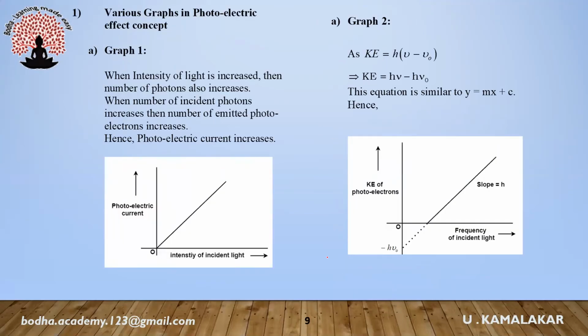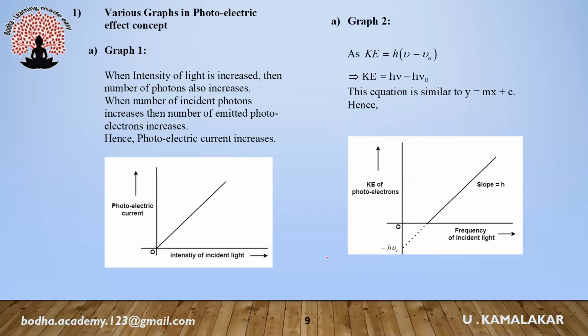Next, we'll discuss various graphs in photoelectric effect. First graph. When intensity of light is increased, then number of photons also increases. When number of incident photons increases, then number of emitted photoelectrons increases. Hence, photoelectric current increases. Hence, graph between photoelectric current and intensity of incident light is a straight line as shown in figure.